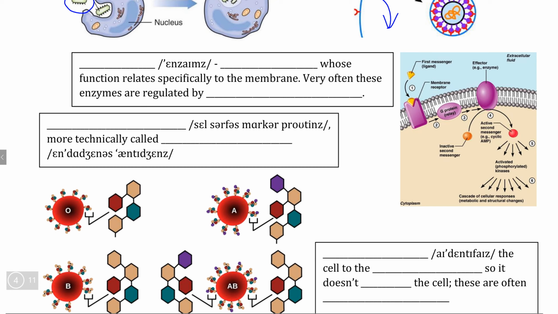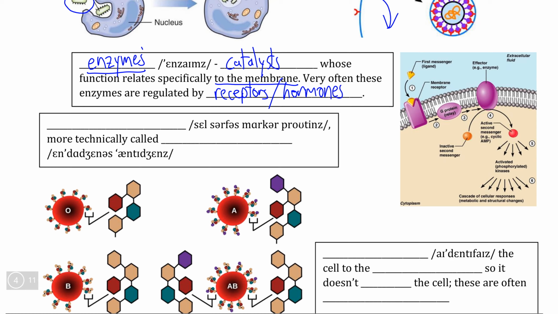We're not going to spend too much time talking about enzymes that are found within the cell membrane. Suffice to say that, like all enzymes, these are biological catalysts that speed up chemical reactions within the cell. Now, these chemical reactions are almost always specifically related to the membrane, and very often these enzymes are actually regulated by receptor proteins and by the hormones that bind to them.